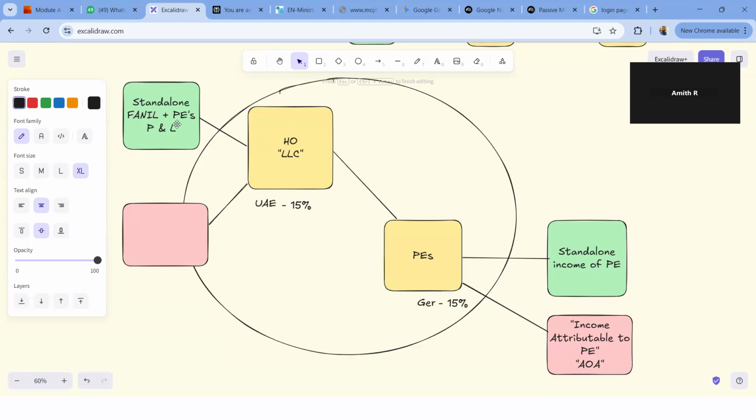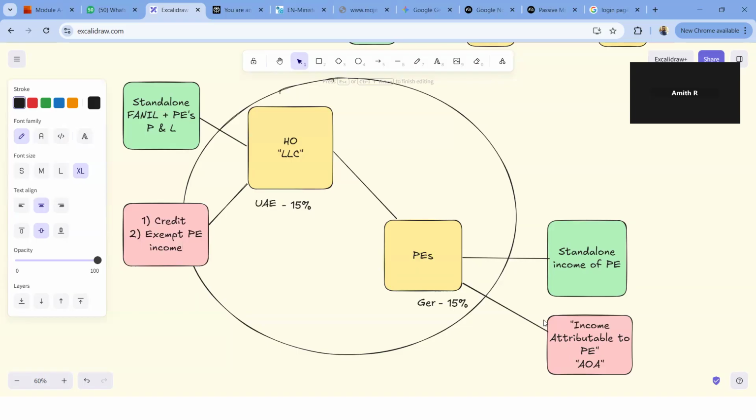What will happen here? This is how we do it for PE. Yes or no? How will we do the same for HO? HO would also have to pay tax on the full income. Even if it is attributable to PE, I will pay on the full. I will either get a credit for the taxes which I pay in the PE's jurisdiction, or sometimes, like UAE corporate tax allows, I can exempt PE income completely from my books.